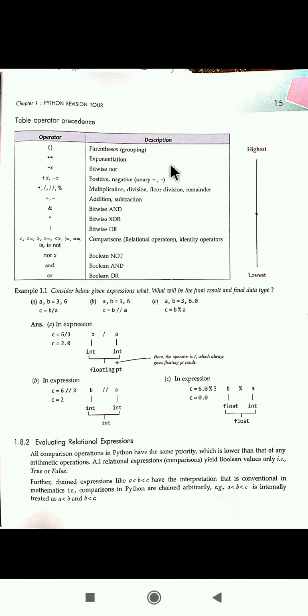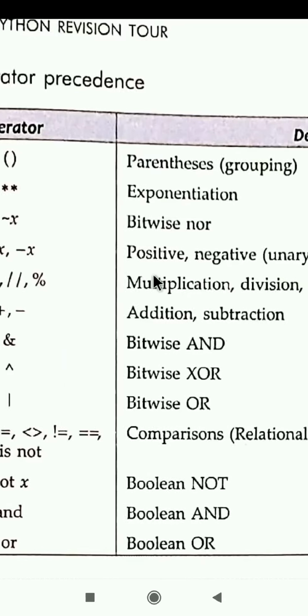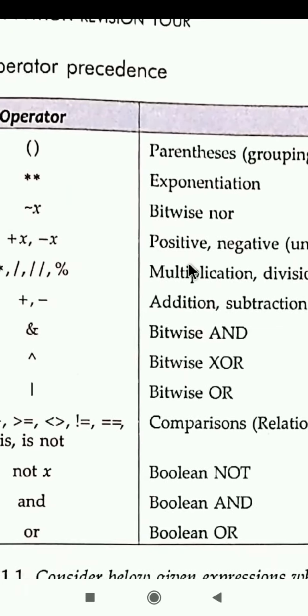This table shows different operators arranged in precedence order. Firstly, if you see parentheses in the expression, you must solve for them first. Then the second precedence is given to the exponential operator. Then third is your bitwise NOT operator. Next is plus or minus, these are your unary operators, plus or minus.